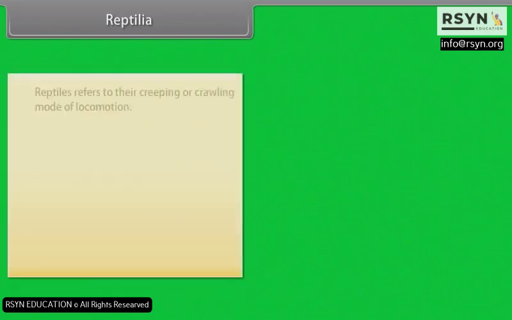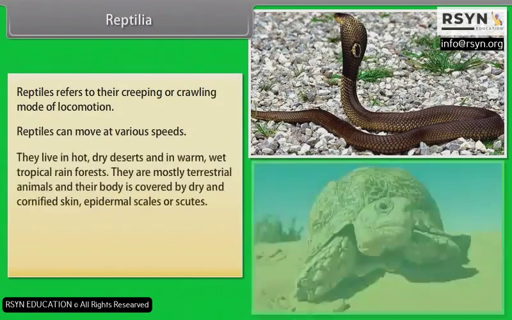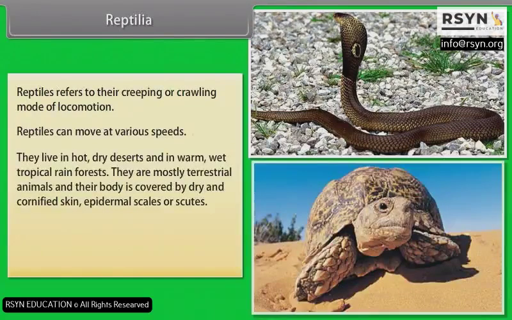Reptilia. Reptiles refer to their creeping or crawling mode of locomotion. Reptiles can move at various speeds. They live in hot, dry deserts and in warm, wet tropical rainforest. They are mostly terrestrial animals and their body is covered by dry and cornified skin, epidermal scales or scutes.